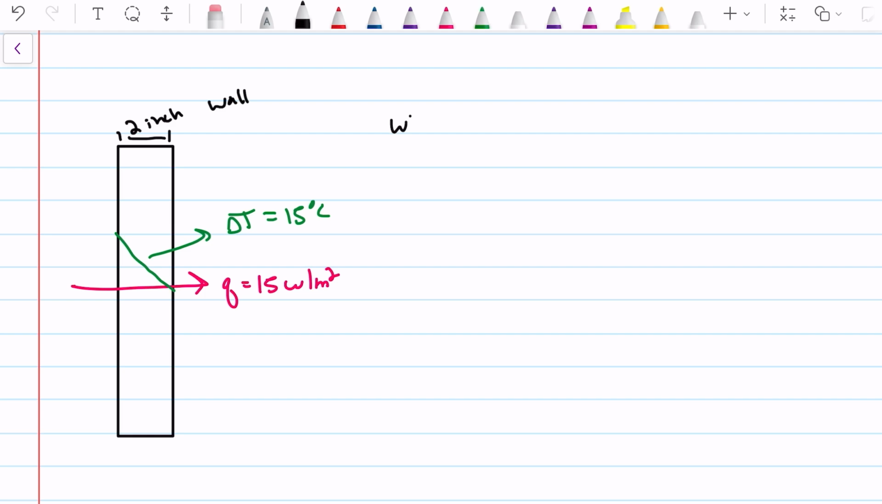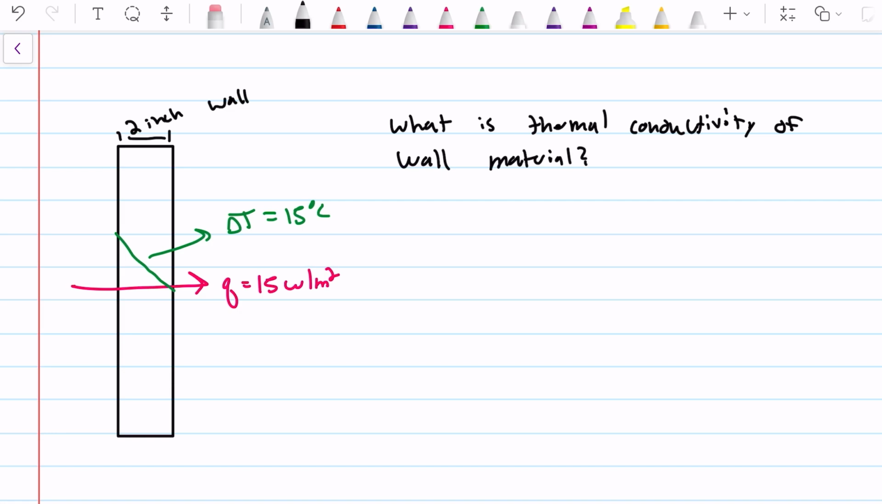And we want to know what is the thermal conductivity of the wall material. Okay, anyways. So here, you're probably screaming it at me through the iPad. We just need to know Fourier's law.